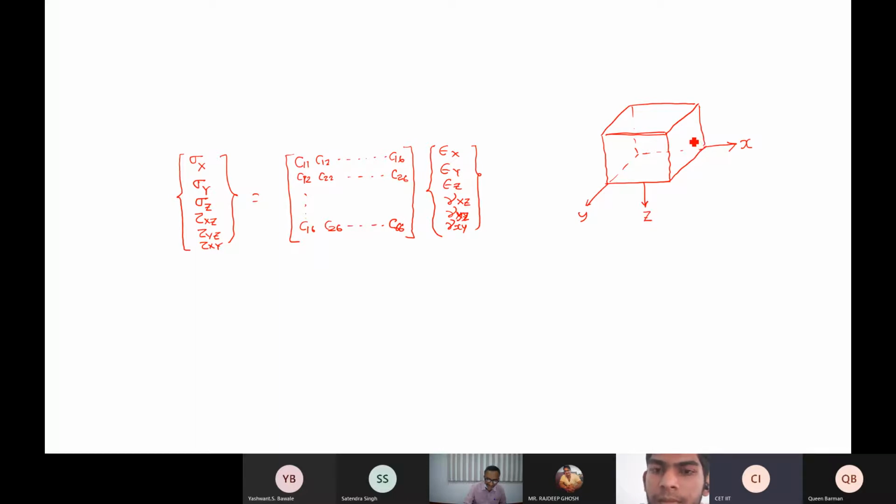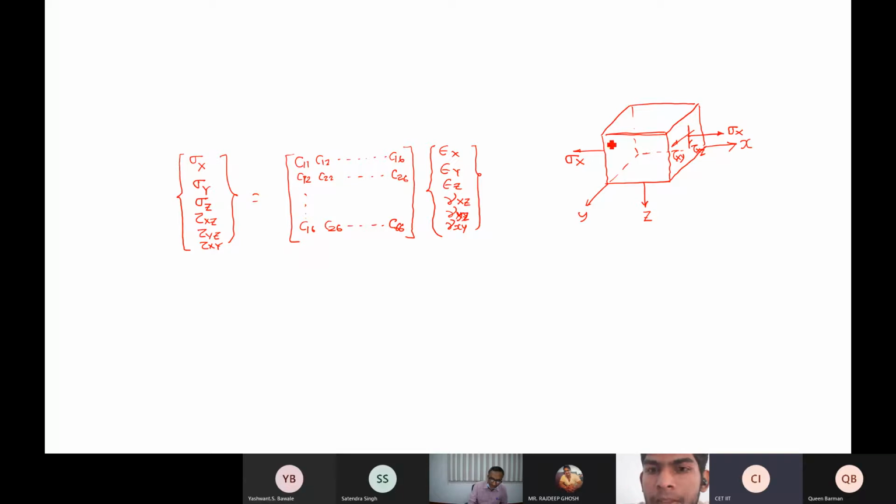Suppose this is subjected to sigma X. As you know, in one plane there can be 3 stresses: 1 normal stress and 2 shear stresses. So this is the X plane. The normal stress is sigma X, and you have tau XY and tau XZ. Similarly, in all the 3 planes, you have 3 stresses, 1 normal and 2 shear stresses. So how are they related?